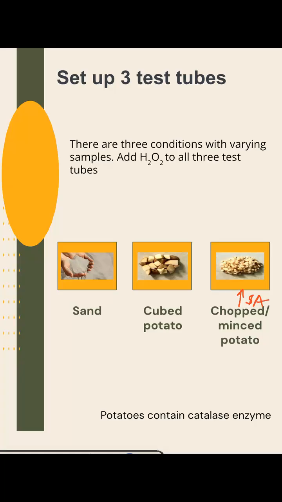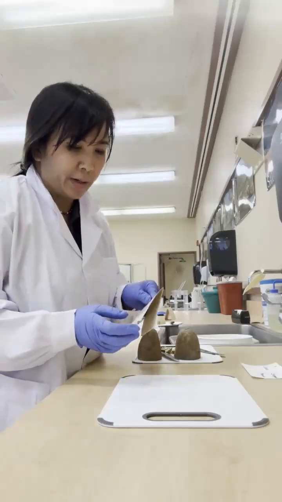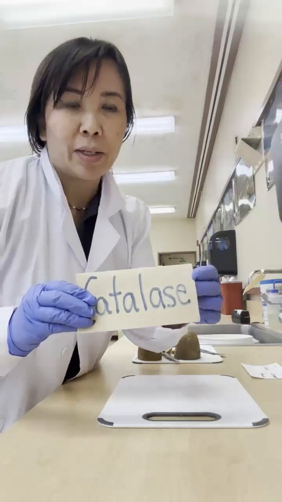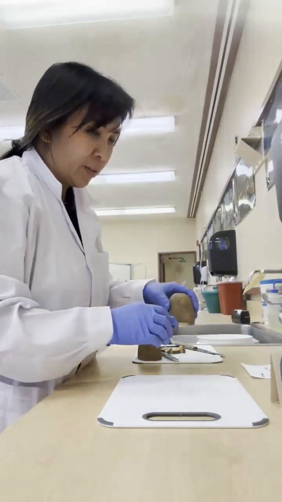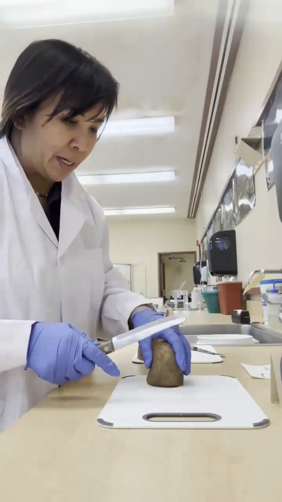So we'll set up these 3 test tubes and then we'll add hydrogen peroxide to all 3 test tubes. Let's go look at the experiment. For the next experiment, we're going to look at surface area. So we'll be using catalase right here, and we get our catalase from a potato. So what we're going to do is cut up the potato.